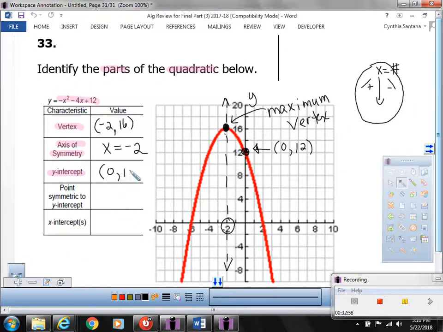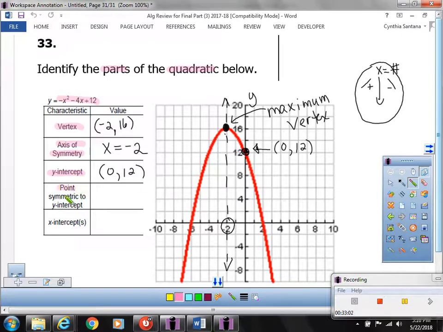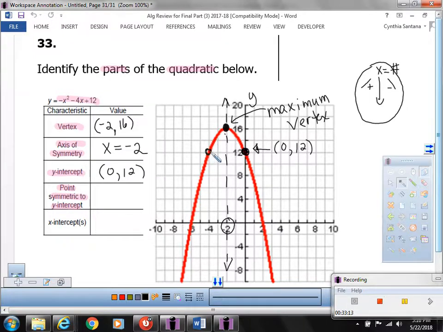So 0, 12. They want the point that is symmetric to the y-intercept. So in other words, remember this quadratic has symmetry, so this point is 0, 12. What's the point across from that on the other side? That's what they want. And that would be -4, 12. So that's what they mean by point symmetric to the y-intercept.